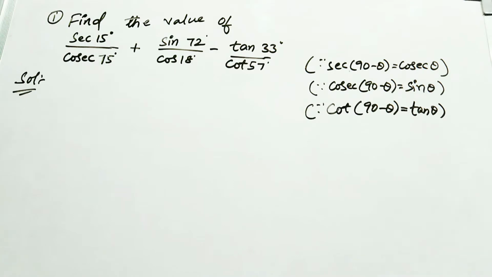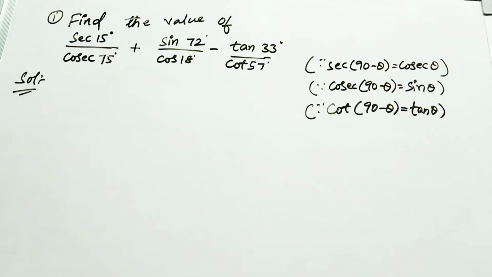Let's go for the first. Find the value of sec 15 degree upon cosec 75 degree plus sin 72 degree upon cos 18 degree minus tan 33 degree upon cot 57 degree. This kind of problem is related to trigonometric ratios of complementary angles. In our previous video, I have explained that you have to remember 6 complementary angles. If you are not remembering 6 complementary angles, you have to remember the conversion method.